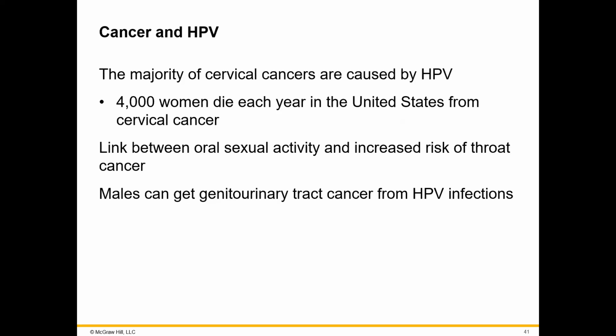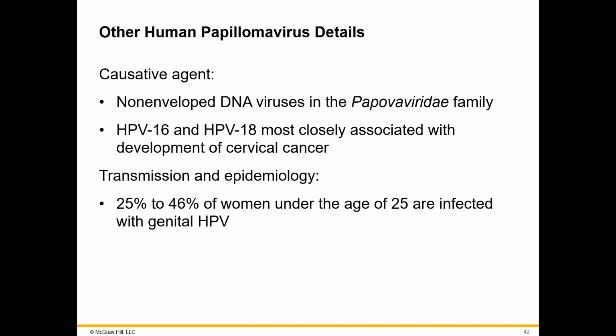The majority of cervical cancers are caused by silent infections with HPV. And most strains of HPV don't necessarily cause genital warts. They can just be completely silent and then lead to cervical cancer. There's a link between oral sexual activity and the increase of throat cancer associated with HPV as well. So this doesn't just cause cervical cancer, but it also can cause cancer in the penis and the anus as well. The causative agents are these DNA viruses in the Papillomaviridae family.